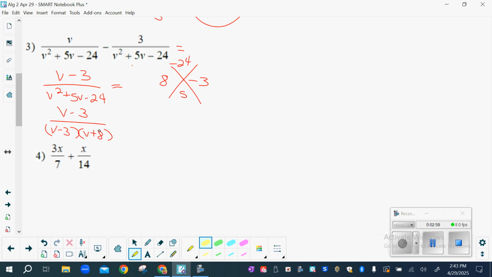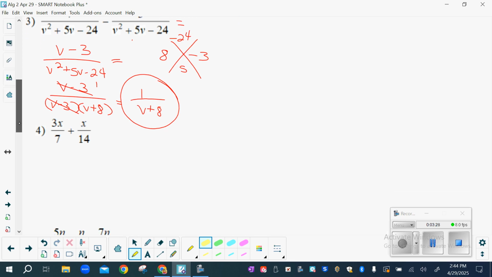Okay, so is there anything that can cancel? What can cancel? So what is my answer here? Good. This top becomes a 1. So we don't usually write 1 there every single time we're canceling, but that's always a 1, because you have the v minus 3 over v minus 3, which is 1. So it's a 1 over v plus 8. Does that make sense? Okay.